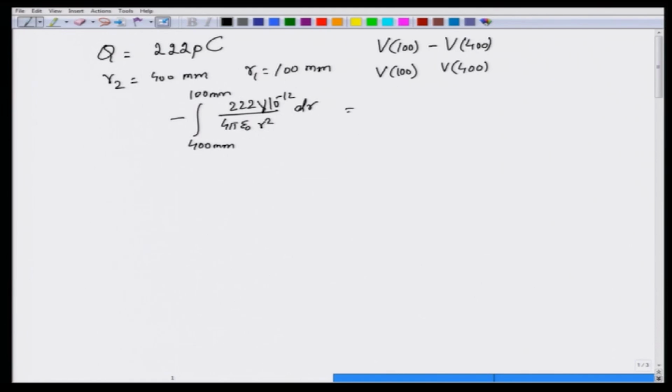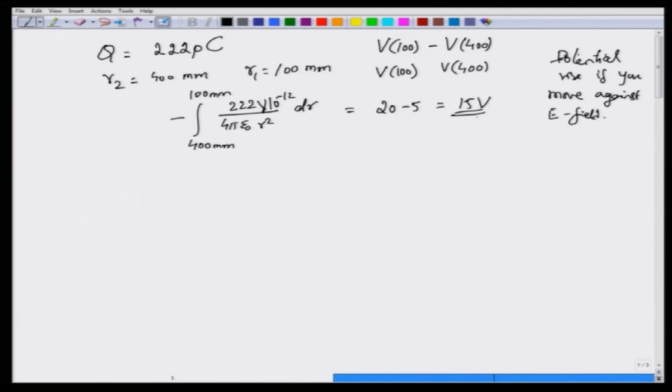And the potential difference you can find out by integrating this expression, or you can use the expression that we just derived, and you will see that this will be equal to 20 minus 5, which is equal to 15 volts. So, as you move from point R2, which is at 400 millimeters from the point charge, to the point 100 millimeter from the point charge, you will actually experience a total potential rise of 15 volt. There is a potential rise if you move against the electric field.